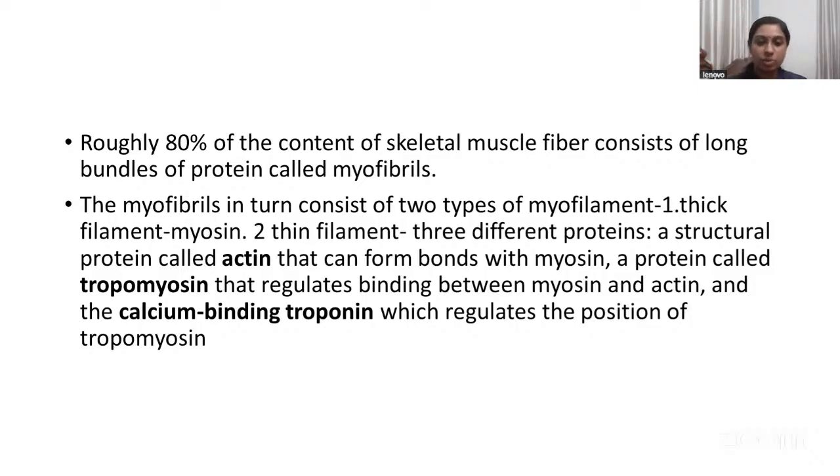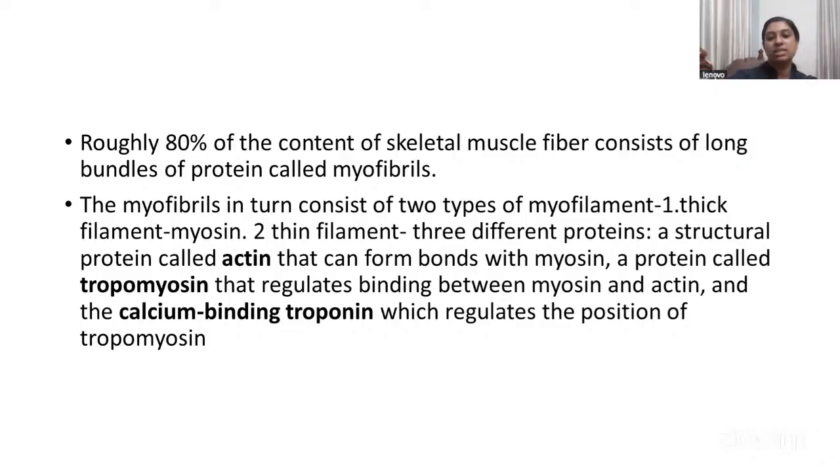And these myofibrils consist of two types of myofilaments. One is the thick filament, which contains myosin. And second is the thin filament. It consists of three proteins. One is the structural protein called actin. It can form bonds with the myosin. And a protein called tropomyosin. And the third protein is calcium binding troponin, which regulates the position of tropomyosin.